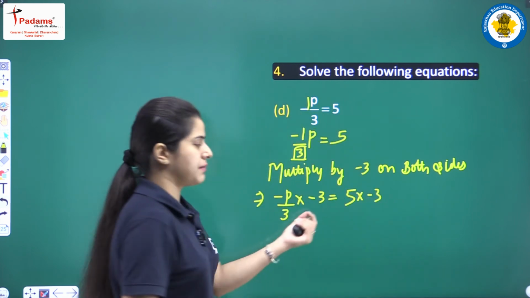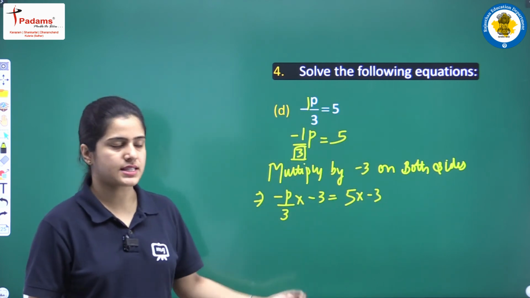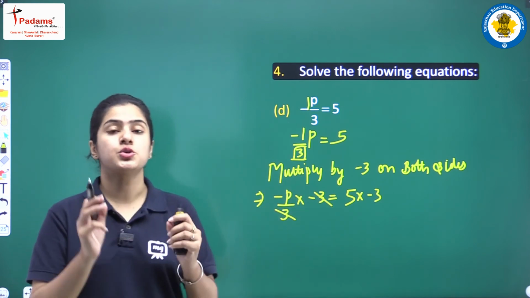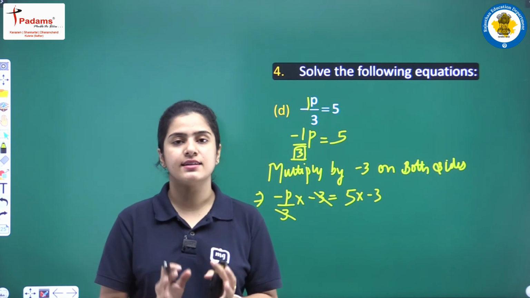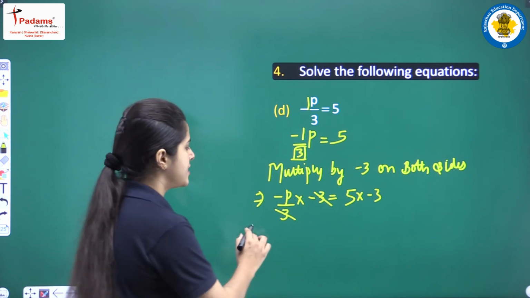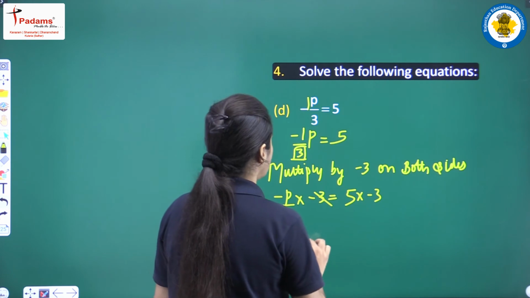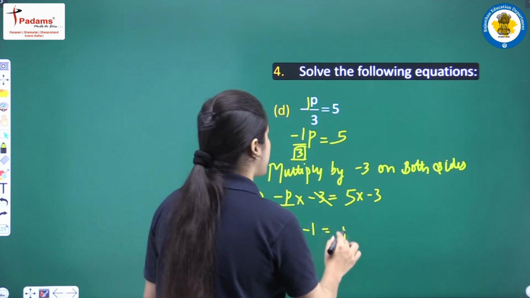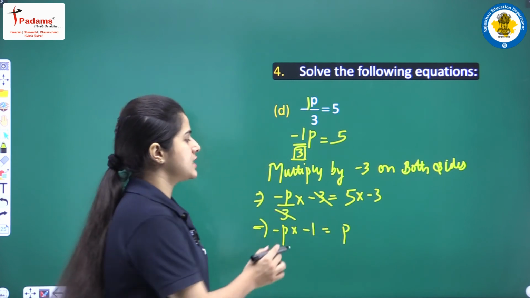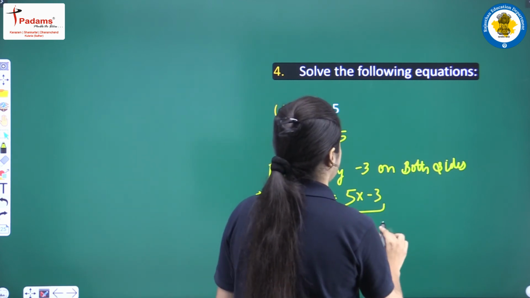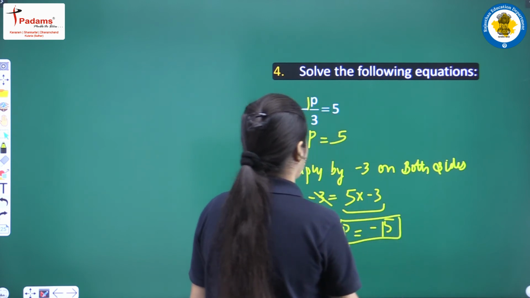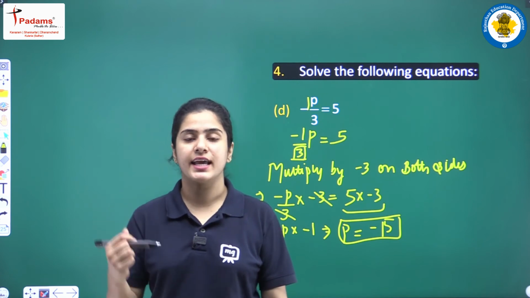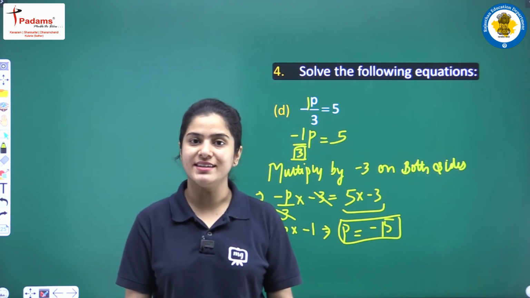Minus 3 and minus 3 are multiplied on both the sides. 3 will be cancelled out from this 3, and we know that when two negative integers are multiplied, the result is a positive integer. So this minus p into minus 1 is equals to p into 1 is equals to p, and minus minus is plus. So p is equals to minus 15, because when you are multiplying a positive integer with a negative integer, the result is always a negative integer.